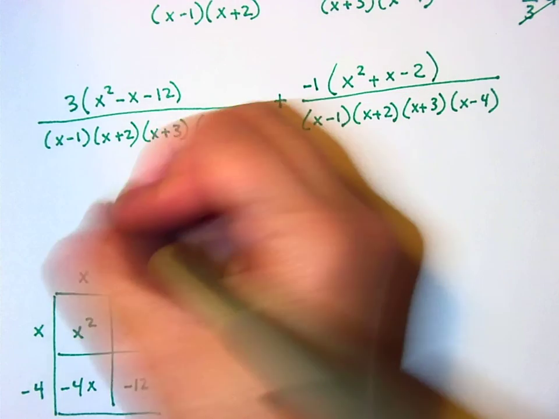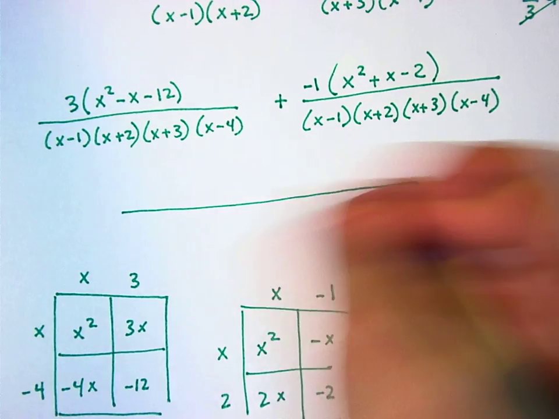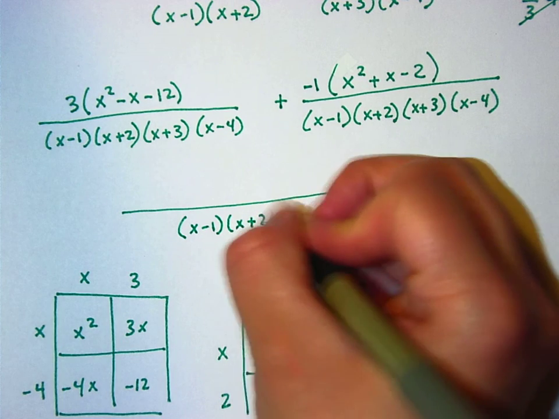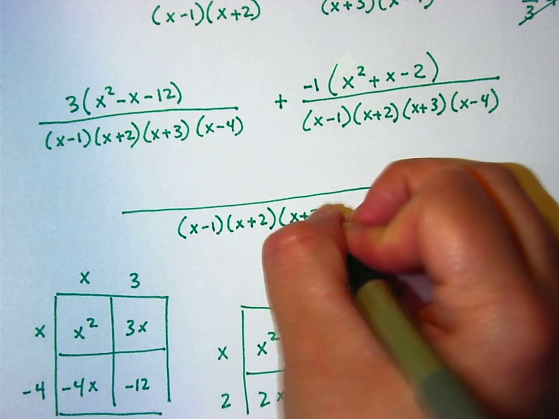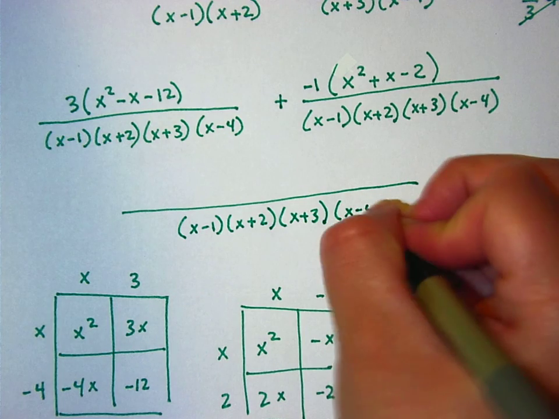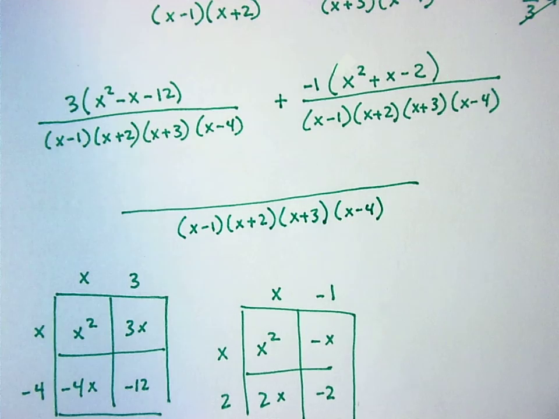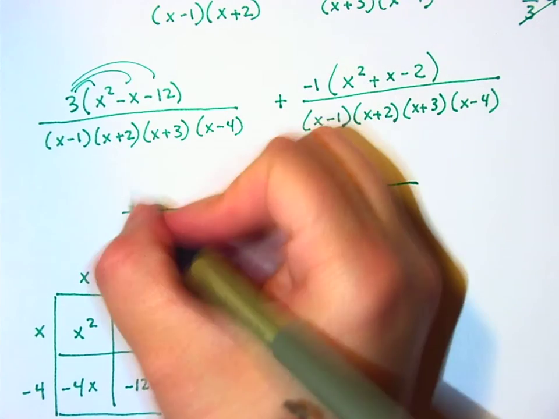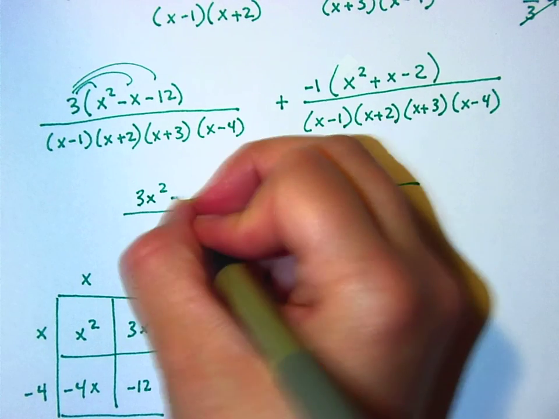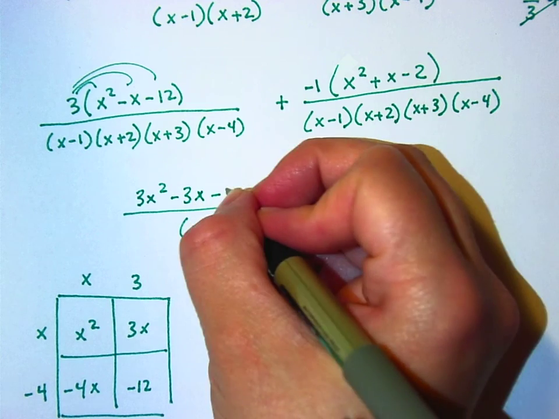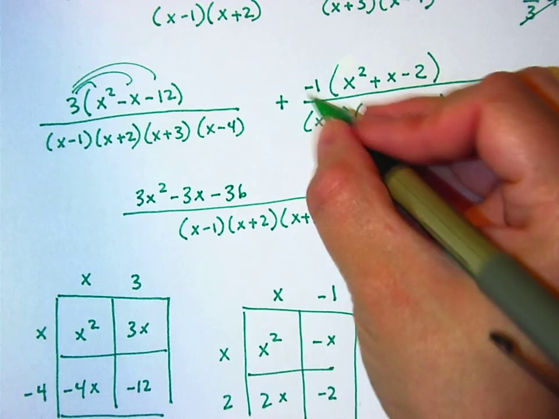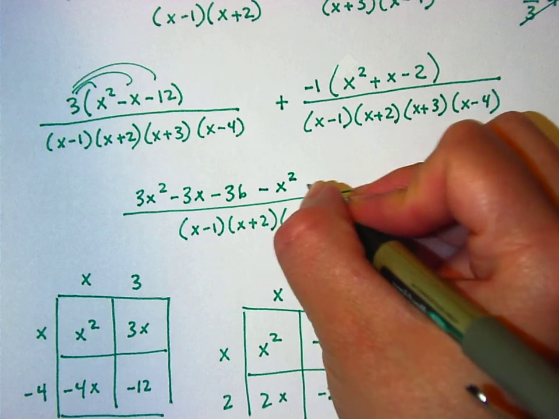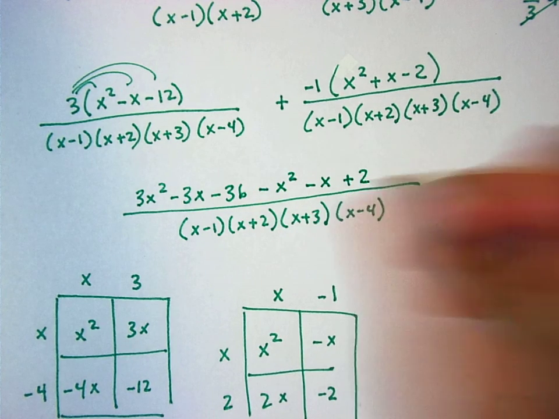So my next line, I'm going to combine them together with this on the bottom. But in the same move, I'm also going to distribute stuff. So it's going to get a little complicated, but I'm putting them together now. So let's see, I'm going to distribute the 3 to each one of them. So that's 3x squared minus 3x minus 36. And then here I've got to distribute that -1 to each one of them. That's -x squared, -x, and +2.